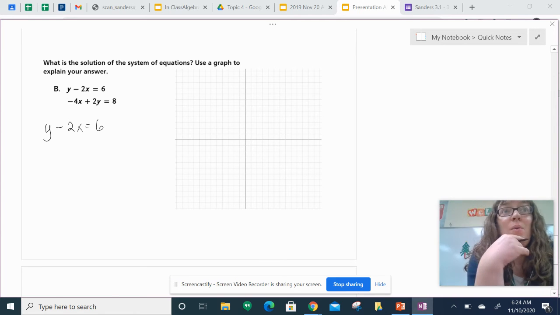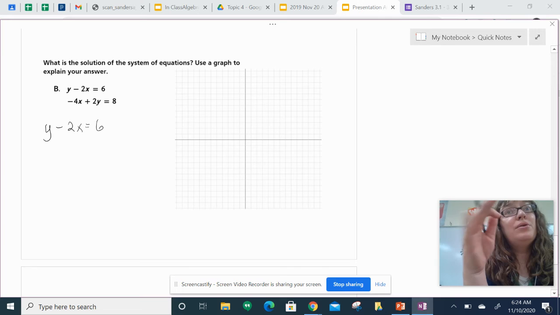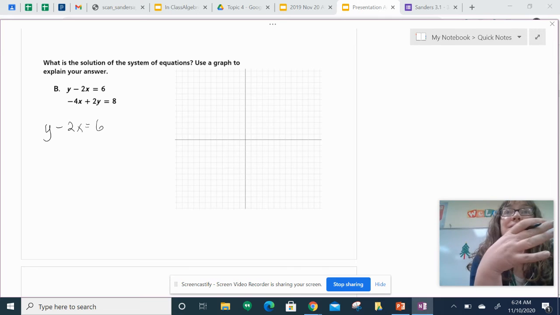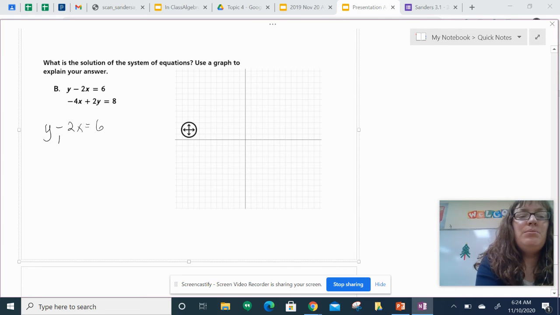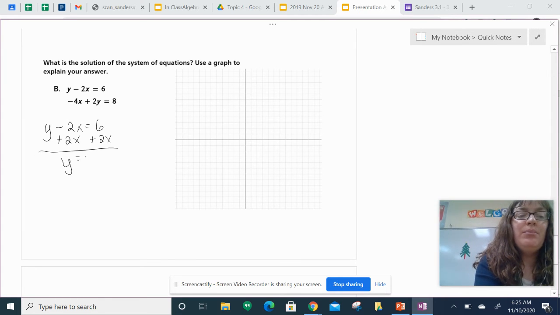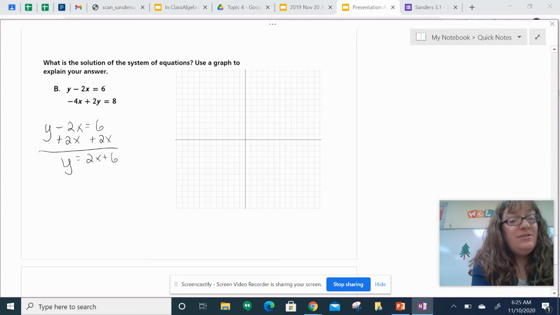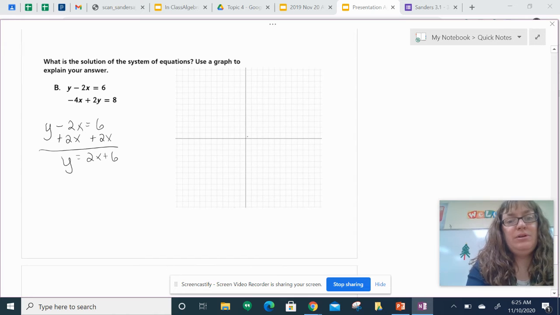Our goal is to get y by itself. So the term, the minus 2x, is on the same side as the y. So I'm going to move that whole term to the other side by adding 2x. In doing so, I end up with y is equal to 2x plus 6. And I don't have to do any division here. This is now in slope-intercept form.